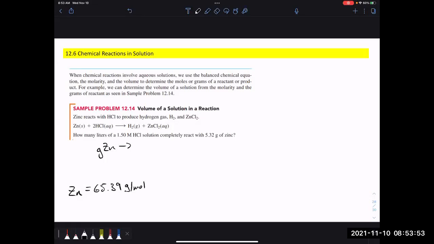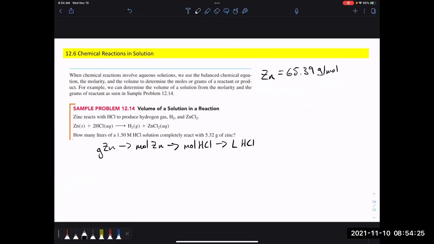And what's going to be our next step? Moles of zinc. After we've got moles of zinc, what's our next step? Moles of HCl. And then moles of HCl, using our molarity, you can actually calculate liters of HCl. Excellent. All right, so let's set it up like the stoichiometry problem that it is.